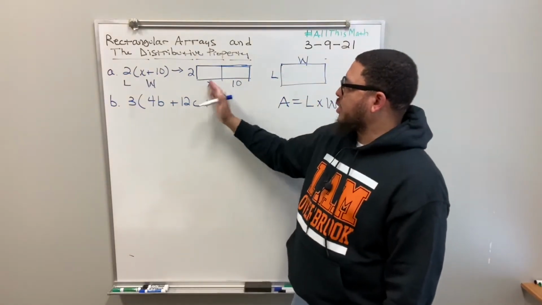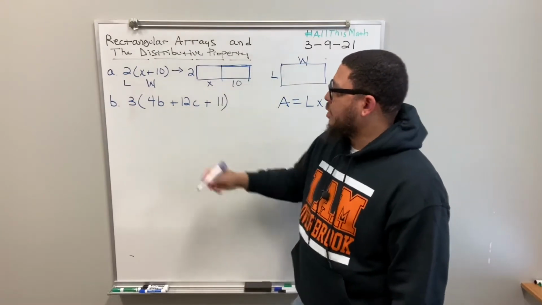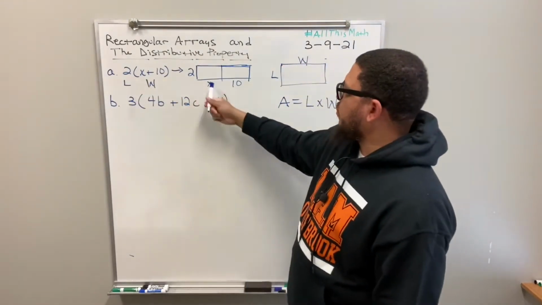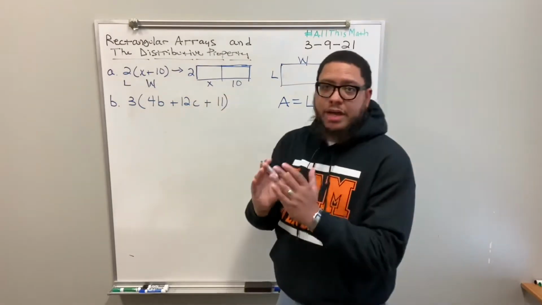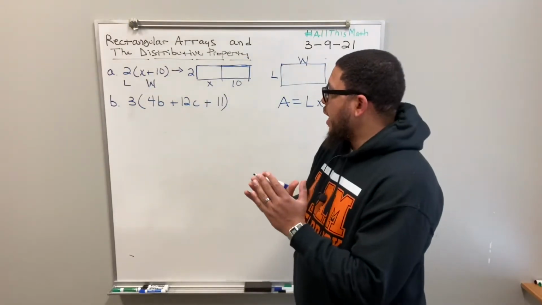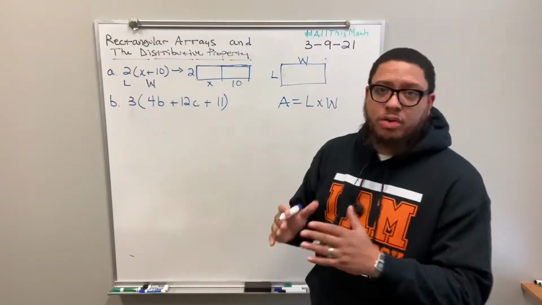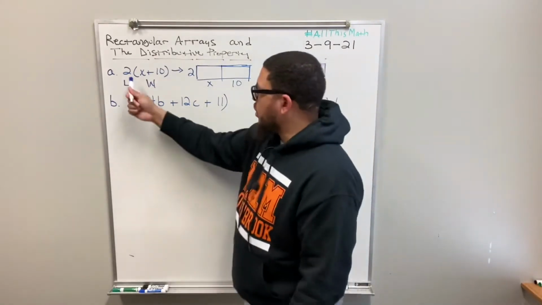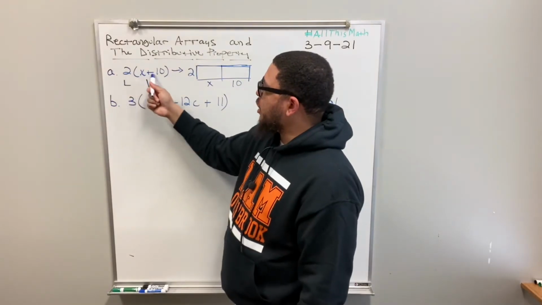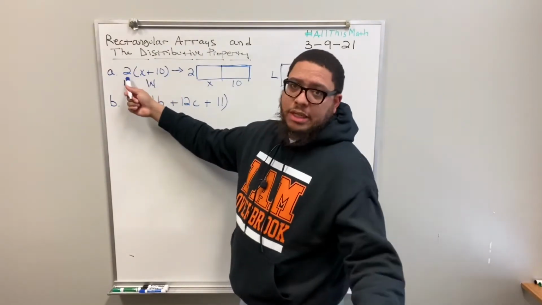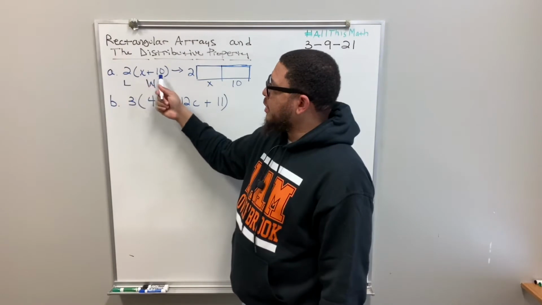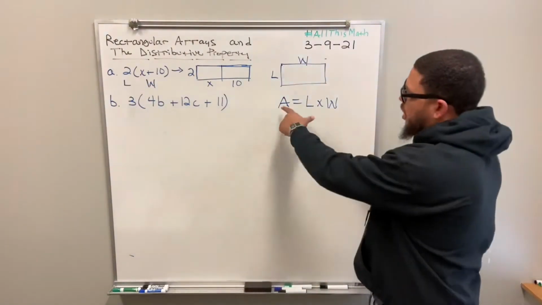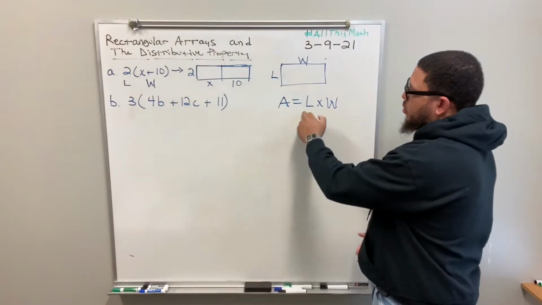In terms of the rectangle, I got an x part and a 10 part. See here we had x plus 10. So if I wanted to put it together, that's x plus 10. And that's how I represent my rectangular array. That's how I draw it. Let's go back to it. We start out with 2 times the quantity x plus 10. 2 is like your length. x plus 10 is like your width. But that's all based on the formula for area of a rectangle. Area equals length times width.